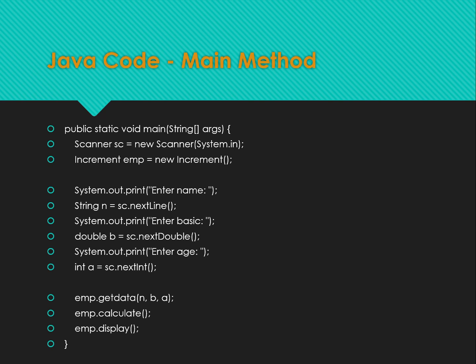Next, we call the calculate method to compute the updated salary. Finally, we call the display method to show the results on the screen. This main method ties everything together and brings our program to life.